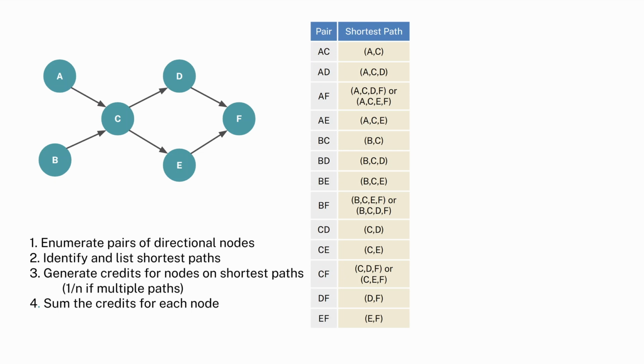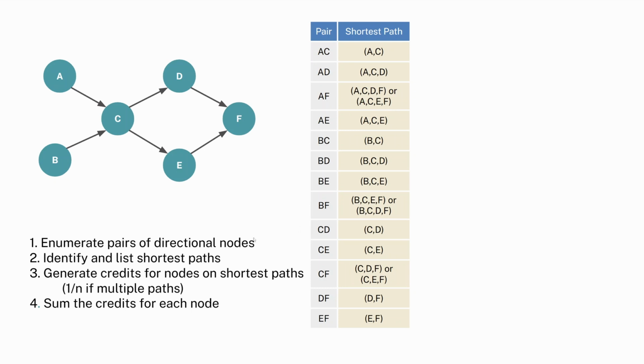Note that for many of these paths, there's only one option. For example, the shortest path between A and D can only be A, C, D. There is no other alternative. However, to go from A to F, there are 2 potential paths. You could either go A, C, D, F, or A, C, E, F. For the purposes of betweenness, we want to know each of these paths.